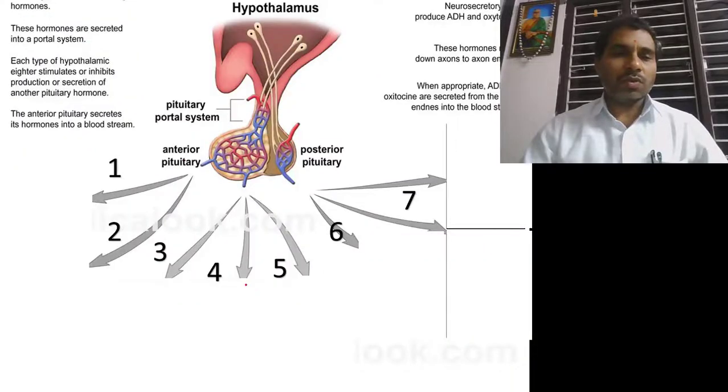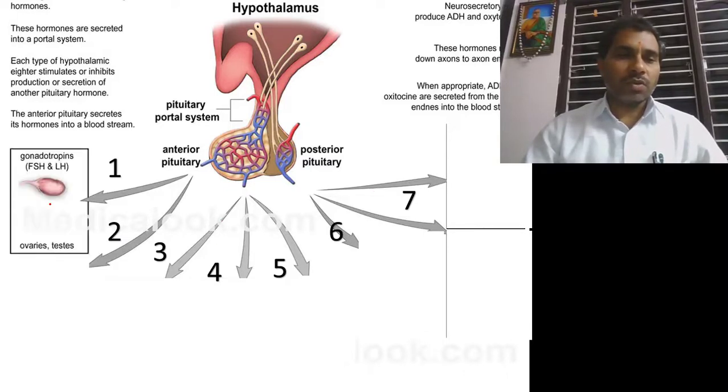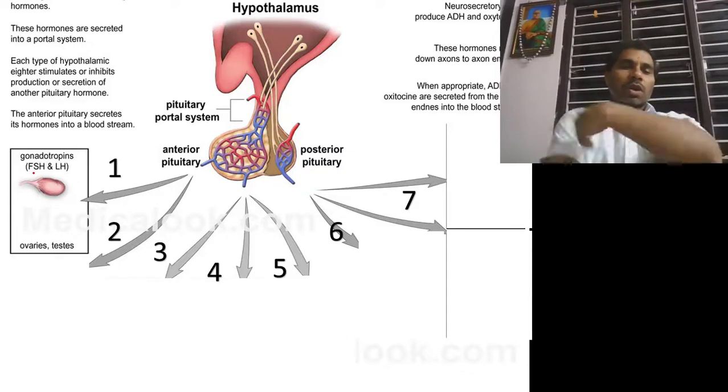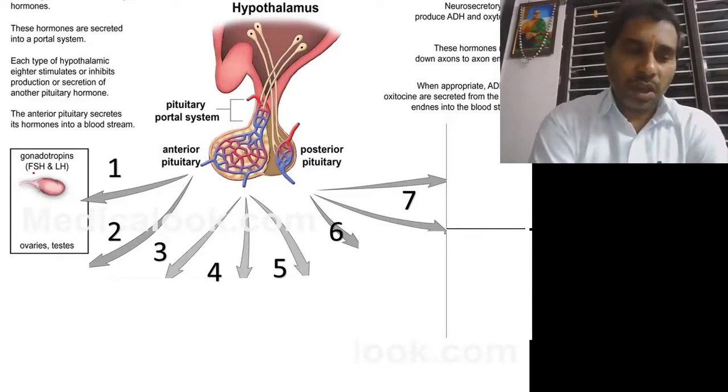When coming to the hormones secreted from the anterior pituitary and posterior pituitary, what are the functions of these hormones? First of all, you observe these gonadotropic hormones are released from the anterior pituitary. These are called FSH and LH. FSH means follicle stimulating hormone and LH means luteinizing hormone.